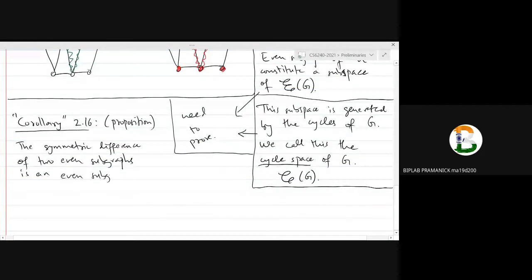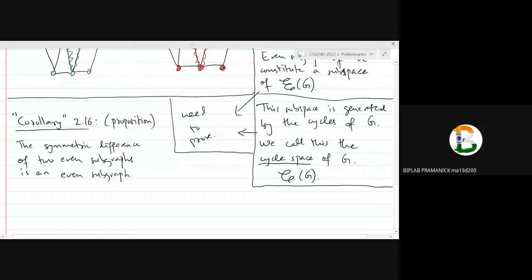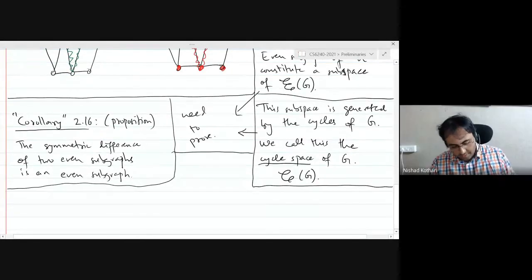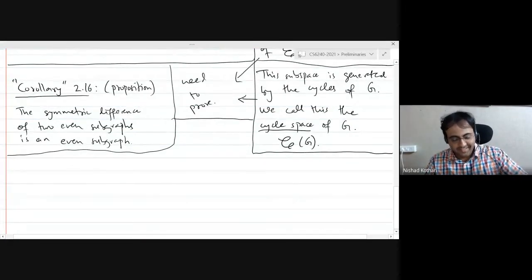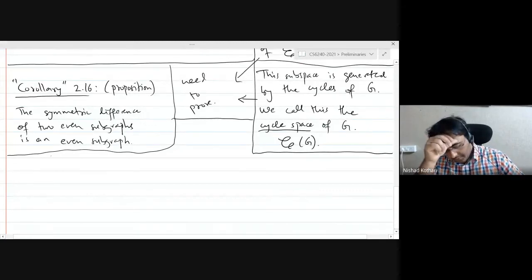Sir, rather, the symmetric difference of any two subgraphs will be an even subgraph. Yes or not? I'll let you think about that. Good. So what we'll prove is that the symmetric difference of any two even subgraphs is yet another even subgraph.